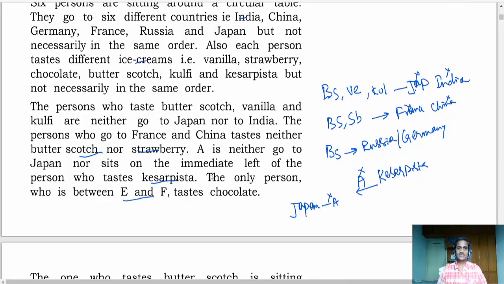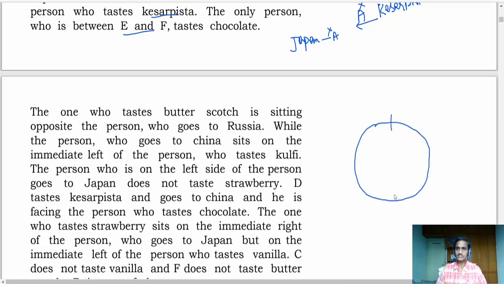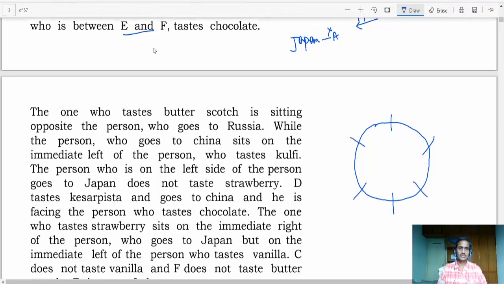The only person between E and F tasted chocolate. From here we can start. 3 persons are in this arrangement. Hence only one person is between E and F. 6 persons, 1, 2, 3, 4, 5, 6. Now the only person in between E and F tasted chocolate. So if chocolate is here, E is here and F is here, or F is here and E is here. E, F and chocolate must be at these places, in any order.